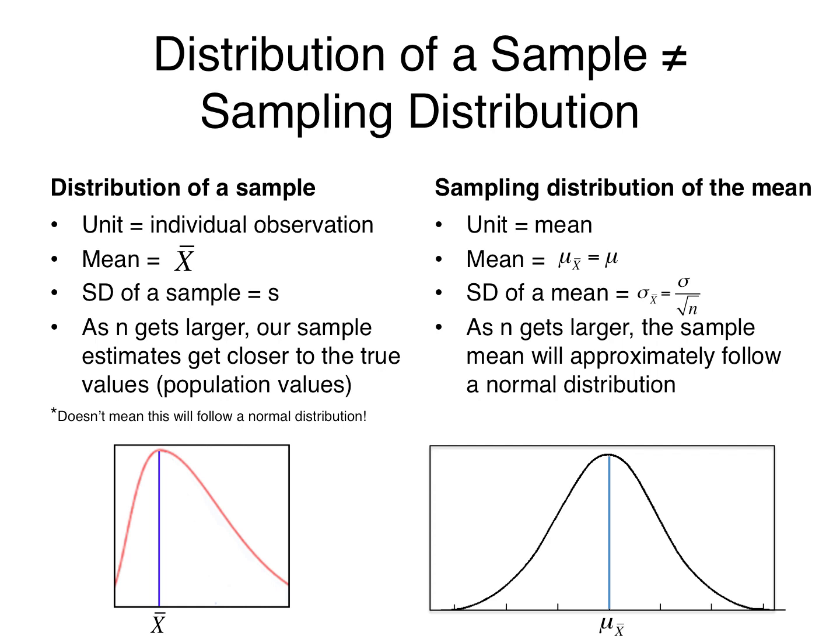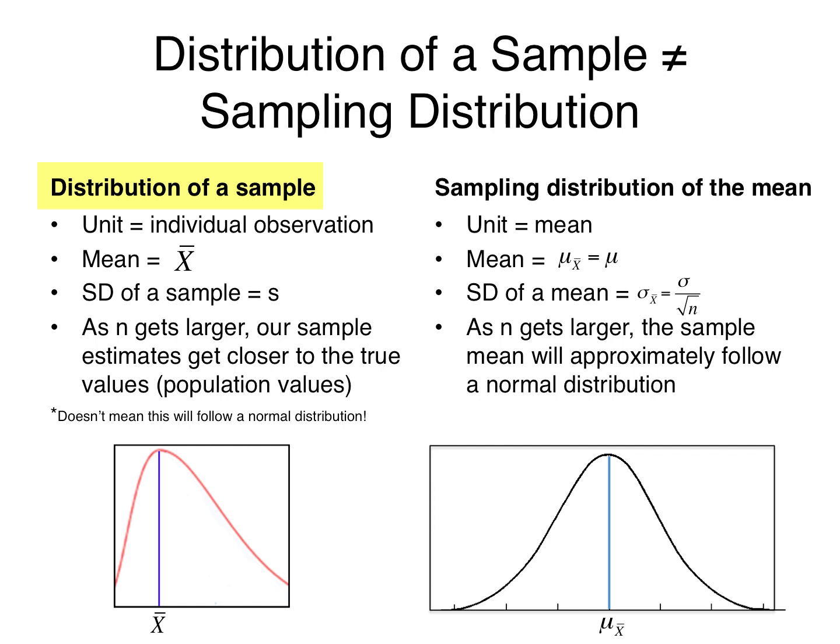So this slide is just a brief summary of the differences between a distribution of a sample and the sampling distribution of the mean. We've already gone over this quite a bit, but this is a really important part of the course. So the unit of a distribution of a sample is an individual observation. The mean is defined by x bar. So using our previous example, this would refer to the mean salary in a sample.